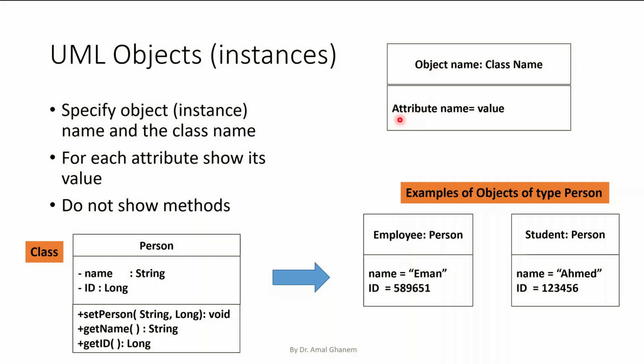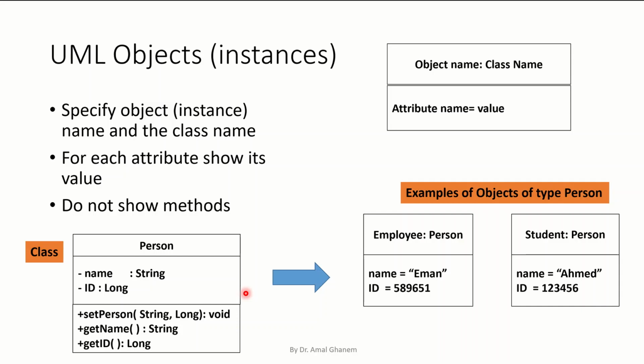And then in the other section, you will mention attribute name equal value. So here you have to go for each attribute and you mention equal and then give it a value. So you have to say, for example, name equal Ahmed, ID equal 1, 2, 3, 4, 5, 6. So this is the data we are expecting.